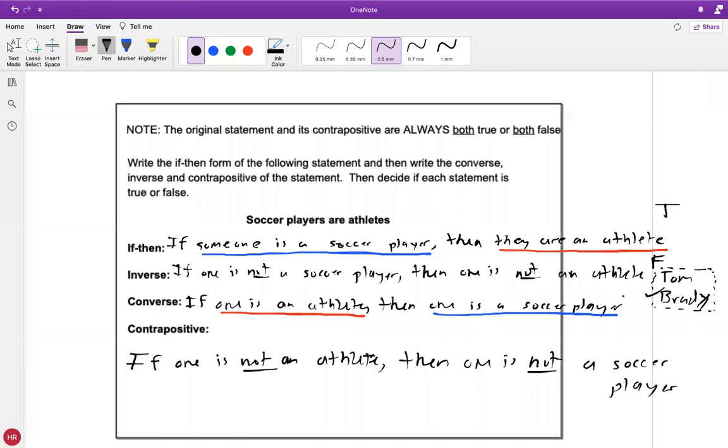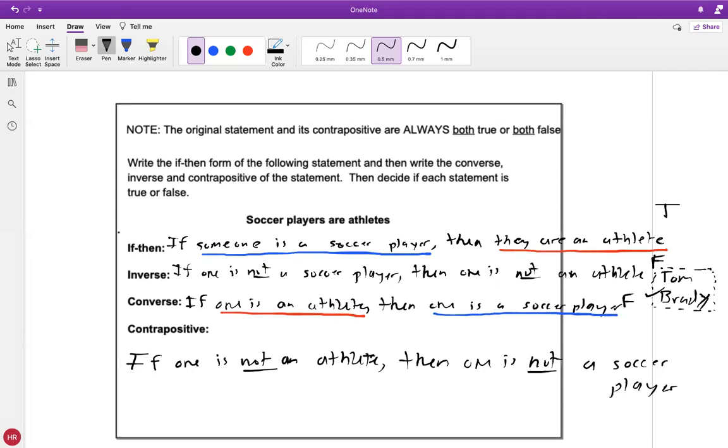And my claim before was that if this first statement is true, then this statement has to be true. You can look at it, and if you're not an athlete, I don't think you can be a soccer player, at least not in any kind of meaningful or professional way, which I kind of said at the beginning. We're not talking about 2-year-olds, we're talking about actual soccer players. I can't think of too many people who are not athletes who are soccer players. At least they're not good soccer players.